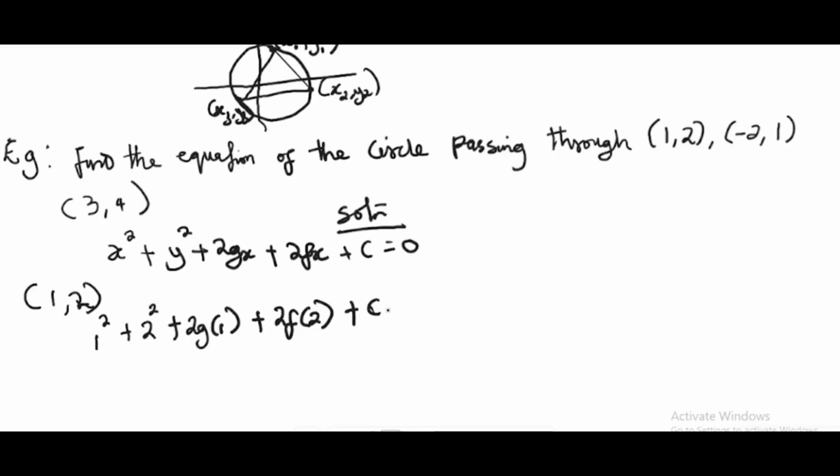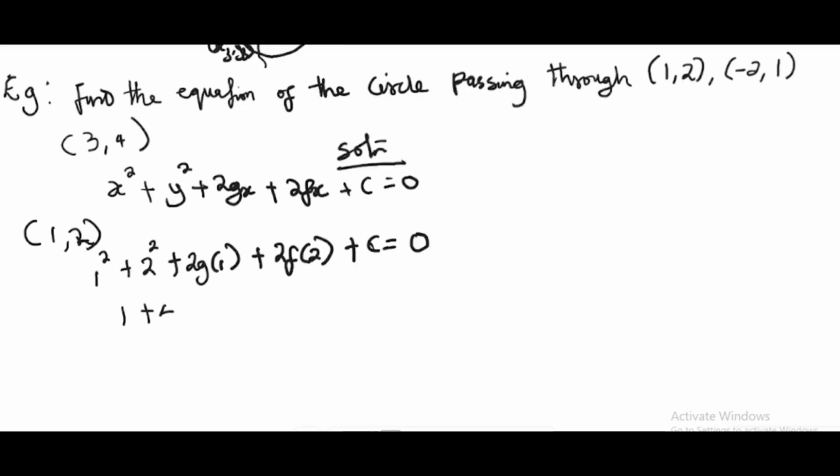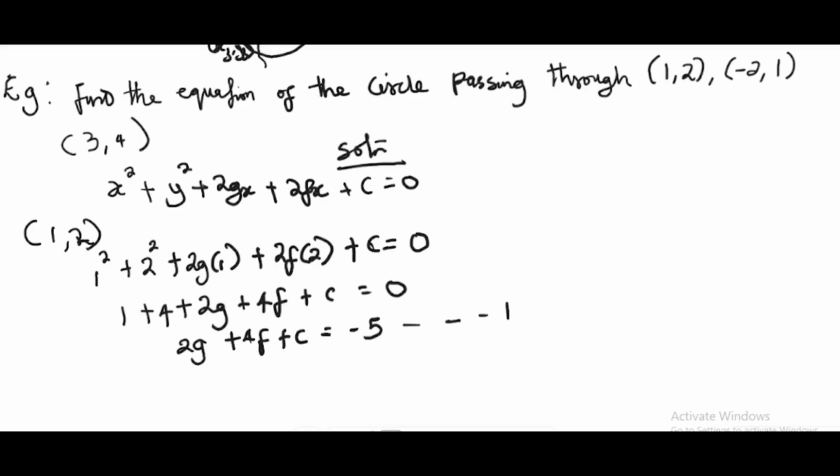So 1 squared will give us 1, 2 squared will give us 4, 2 times 1 is 2, so we have 2g, 2 times 2 is 4, so we have 4f plus c is equal to 0. So let me leave the constants, the 1 and 4, and then write 2g plus 4f plus c. So 1 plus 4 will give me 5. So take that 5 over to the other side. I have minus 5. So let me call this equation 1.